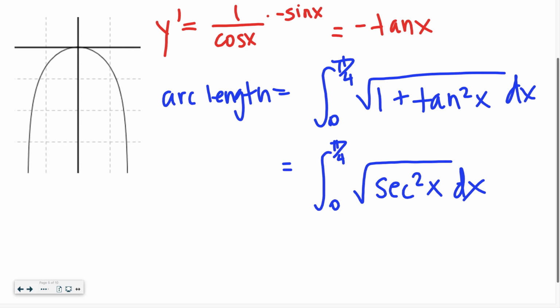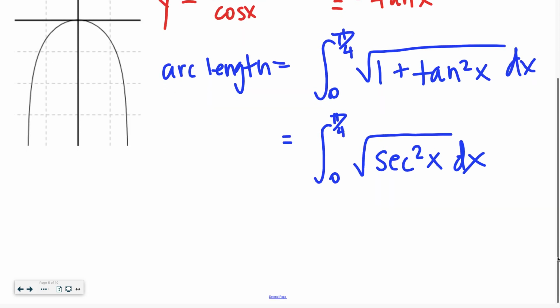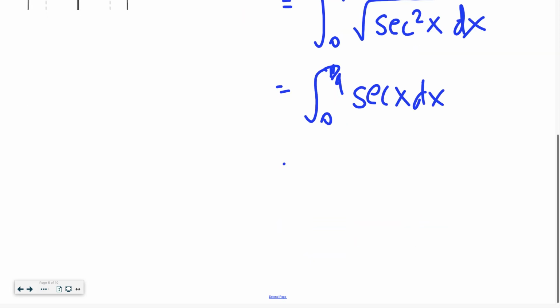Well, you need to be able to recognize it, yes, for what we do this chapter and the next chapter. You'll remember. Alright, so what we have is the integral from 0 to pi over 4 of secant of x dx. Cool, what's the antiderivative of secant?